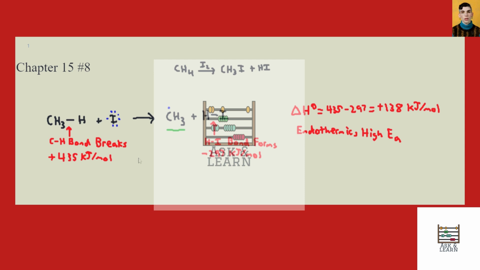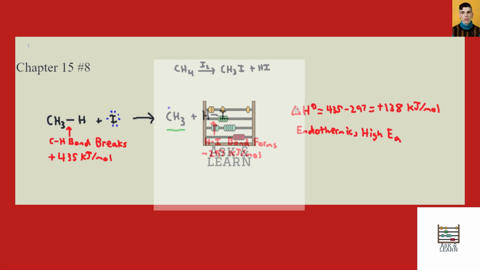And so recall that when a CH bond breaks, that takes 435 kilojoules per mole. So a good amount of energy. And then on the other side of the arrow, this HI bond is forming. And the formation of the HI bond only releases 297 kilojoules per mole. And so that's less exothermic than an HCl bond or an HBr bond forming.